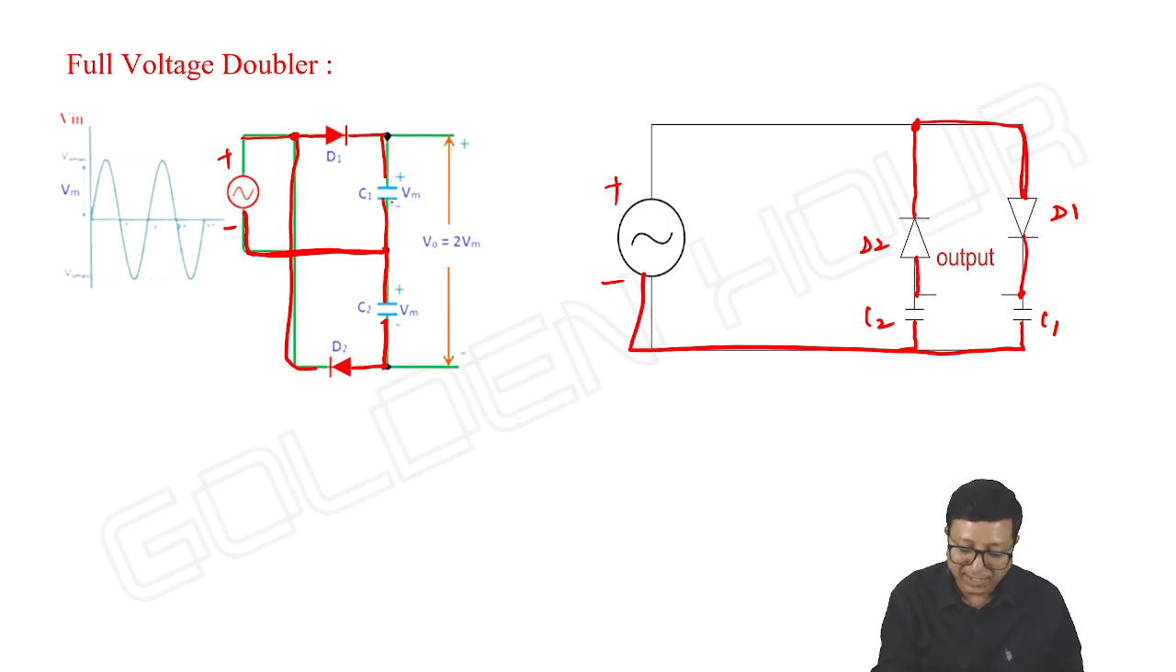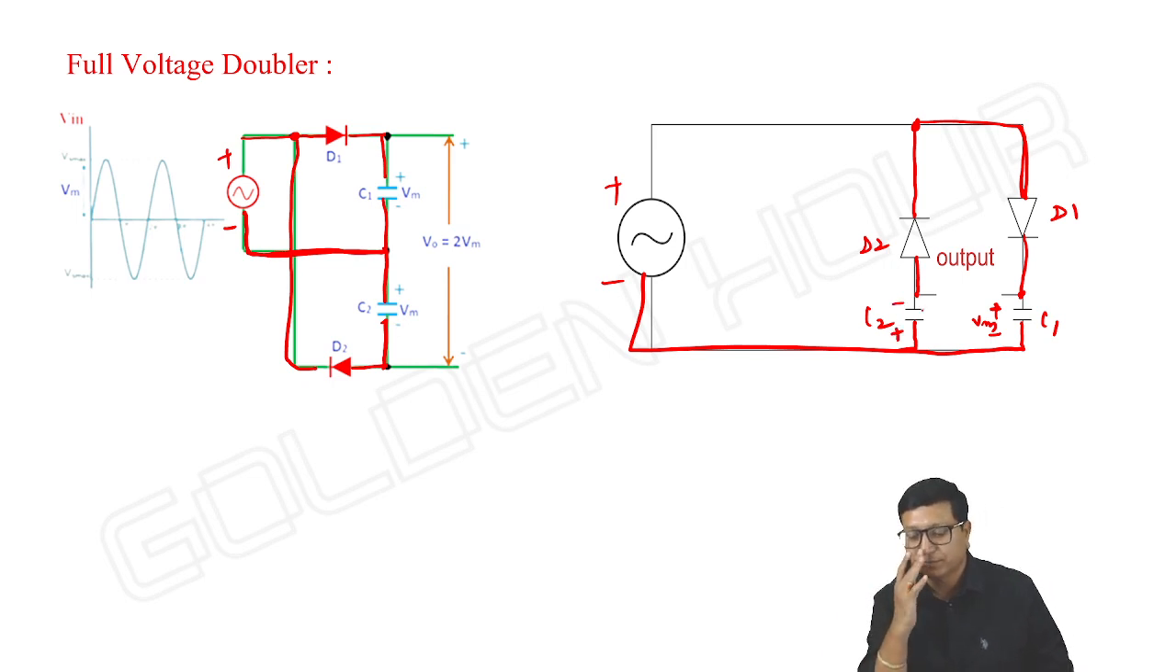Next, here it is mentioned from the cathode of D1, C1 is charging in the direction of D1, so it should charge with polarities plus minus Vm. C2 also should charge in the direction of D2. If D2 is on, the current will go upwards, so plus minus. Is it not so?